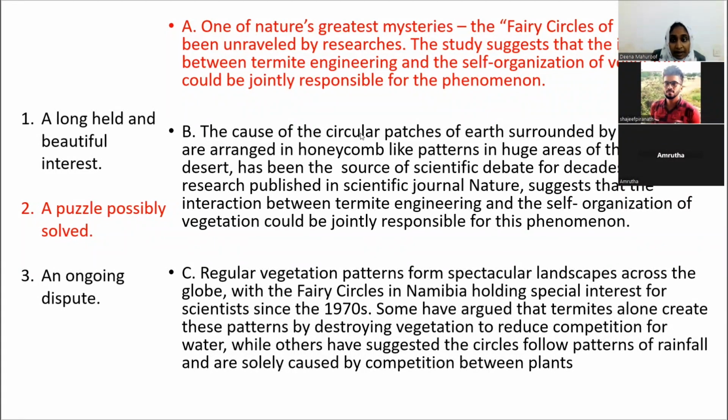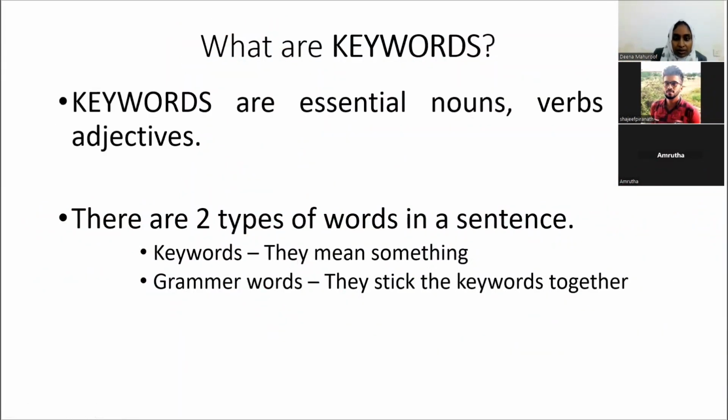When you read the paragraph, you can see the cause of circular patches of earth surrounded by grass, which are arranged in honeycomb patterns in huge areas of the Namib desert, the source of scientific debate for decades. The synonym for ongoing is decades, and dispute is debate. So you can see they have used synonyms in the question and in the text. Since you know these are similar words with similar meaning, you know this answer straight away. So it's paragraph 3 for question number 3. Yeah. So as you know, keywords are essential nouns, verbs and adjectives.